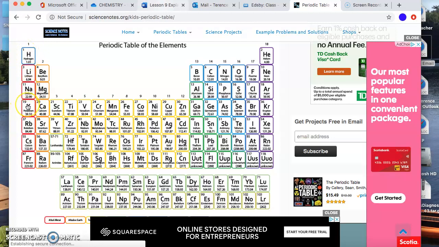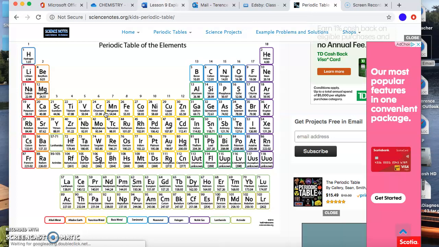Potassium, atomic number 19, has 19 protons in its nucleus. Only potassium has 19 protons. If it has 20, it's calcium. If it only has 18, then it's argon. So that's how we can tell the difference between the different element types, based on the number of protons, and that's the atomic number.